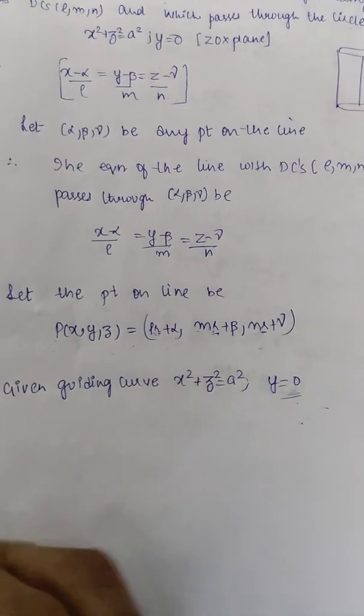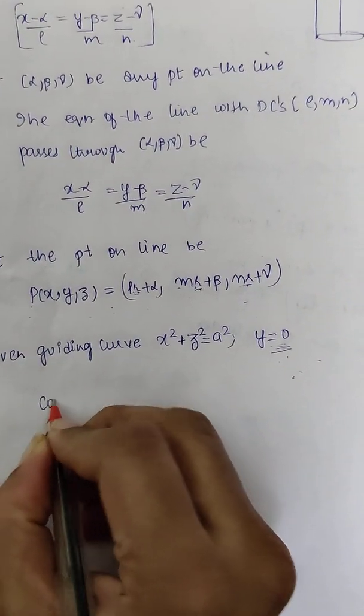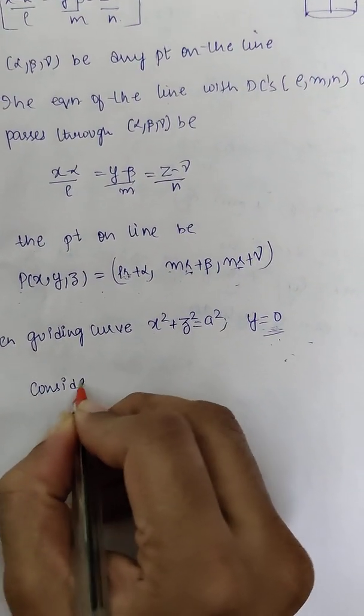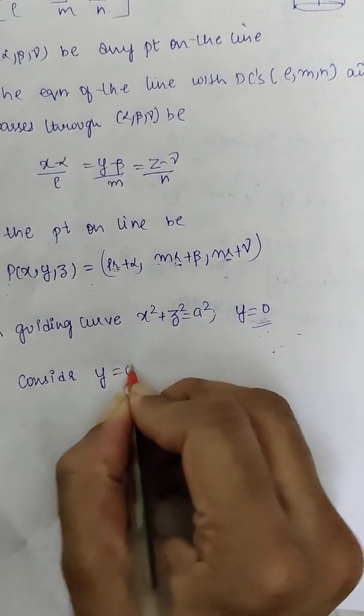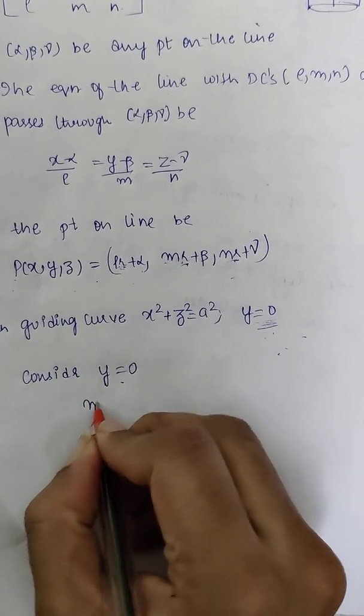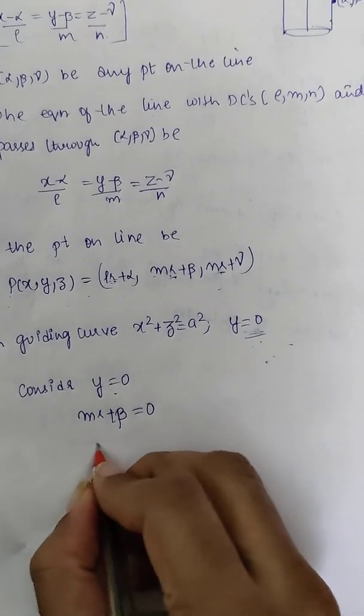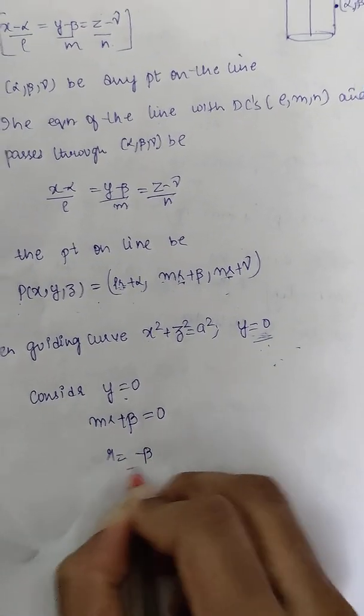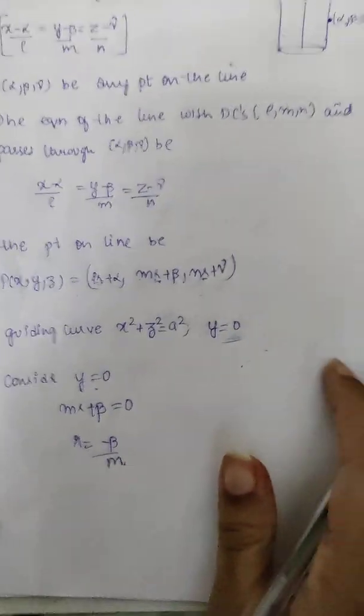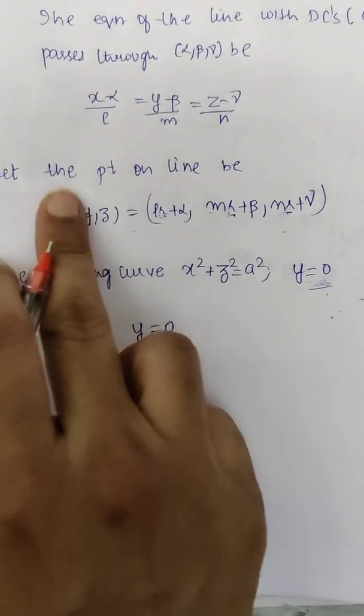So step 1, I'm going to consider my first degree equation. So I'm going to write down, consider y equals to 0. But what is y? mr plus beta equals to 0. That is, your r is minus beta by m. As soon as I'm done with this, I got the value of r. I'm going to complete P.